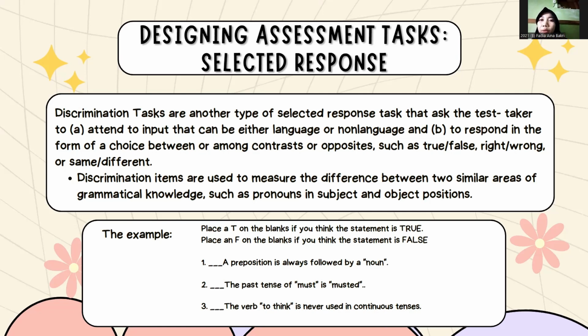This is an example of a true or false assignment. Place a T on the blanks if you think the statement is true, and place an F on the blanks if you think the statement is false. For number one, we have a blank to fill with T or F, if you think a preposition is always followed by a noun, and the same for number two and number three.